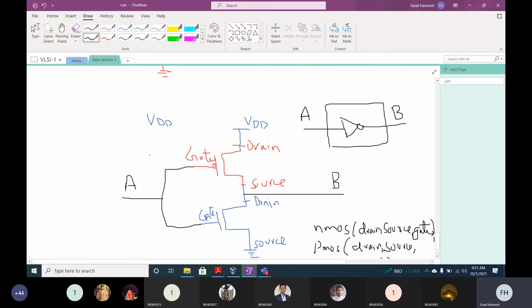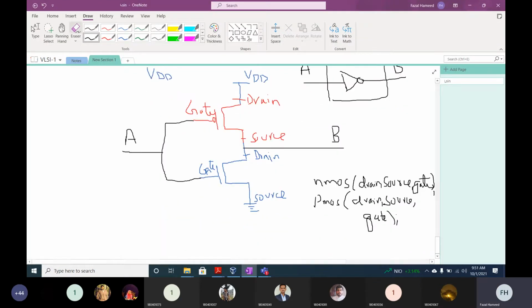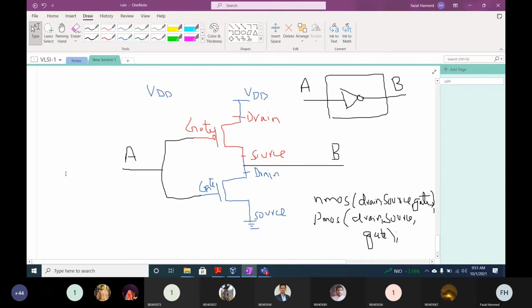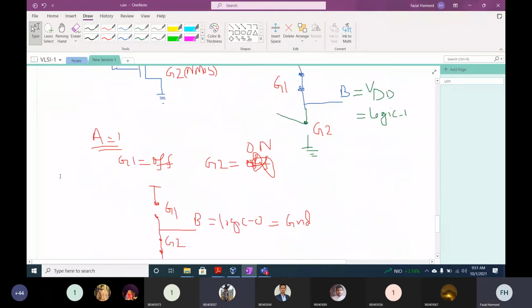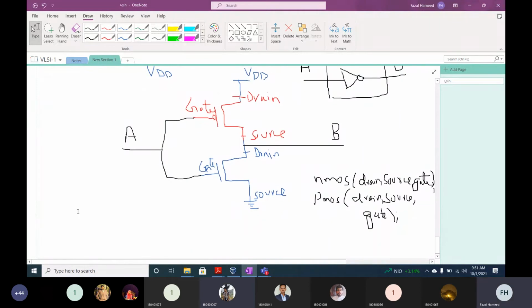Now if you want to write the Verilog code for this, how can we write the Verilog code, beta? Sir, module inverter. Yes, you're right. So we start with the module, input A and output B, module inverter. And end module. End module is necessary. You have to write end module.